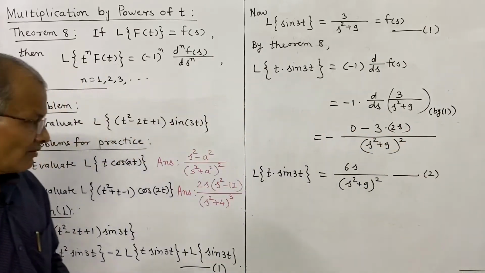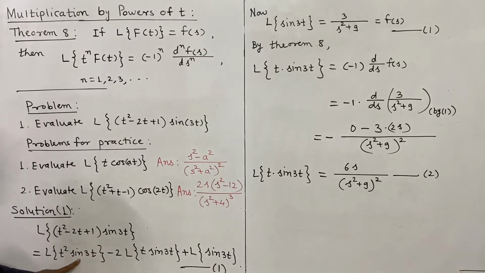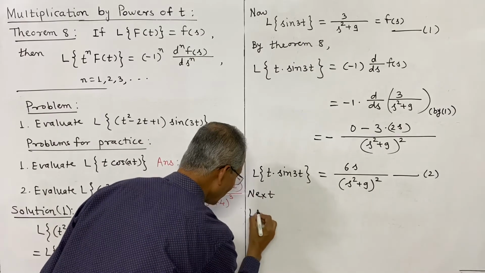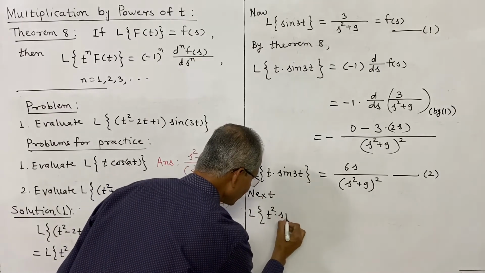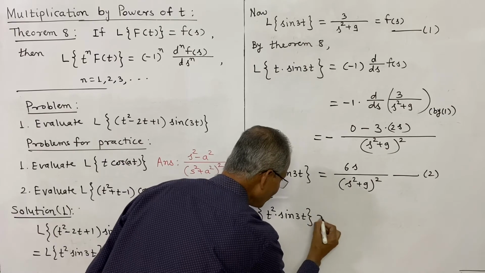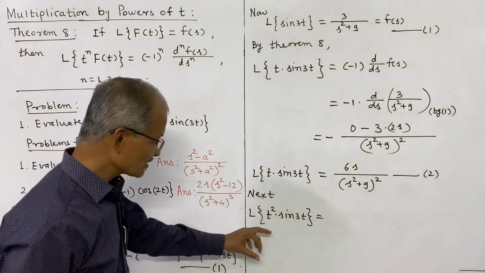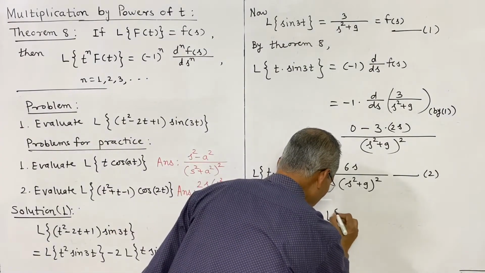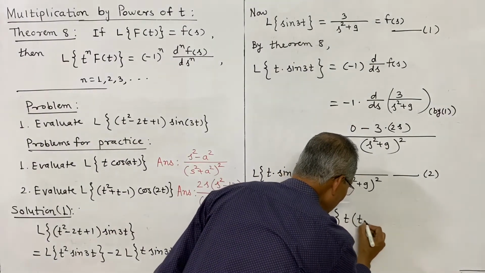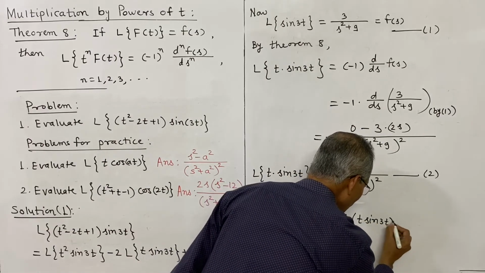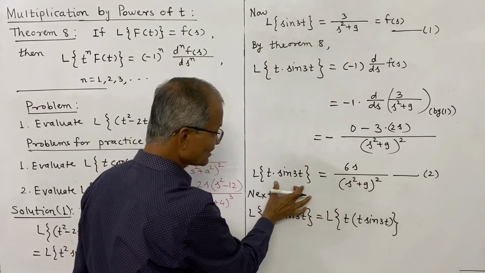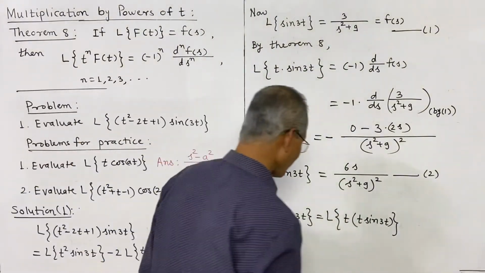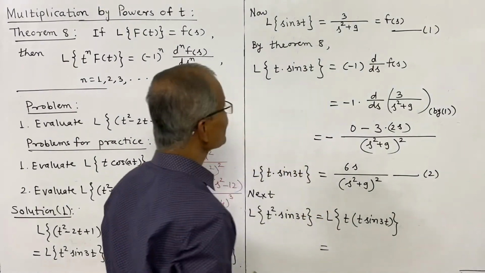Now again we want to find the Laplace transform of t² sin 3t. But this can be written as the Laplace transform of t into t sin 3t. Because we have obtained the Laplace transform of t sin 3t here, and now this will be F(s). This is to be differentiated, therefore this is by the same result.